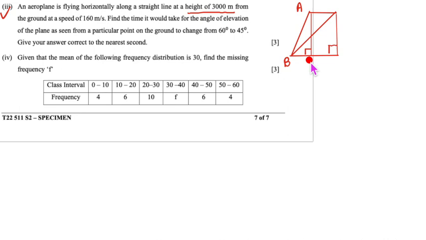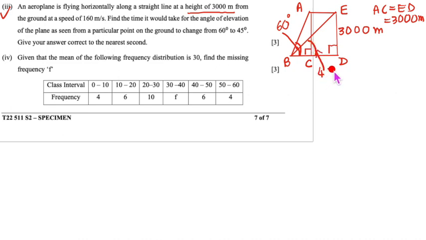We'll call this A, B. This point will be C, D and E. The height from here to here is 3000 meters. Remember, your AC will be equal to ED will be equal to 3000 meter because this is a rectangle. Alright. The initial angle of elevation, this one, which I'll show with double ring, this angle is 60 degrees, and this angle over here is 45 degrees, the angle of elevation of the aeroplane. Okay, we are given that the speed is 160 meter per second.